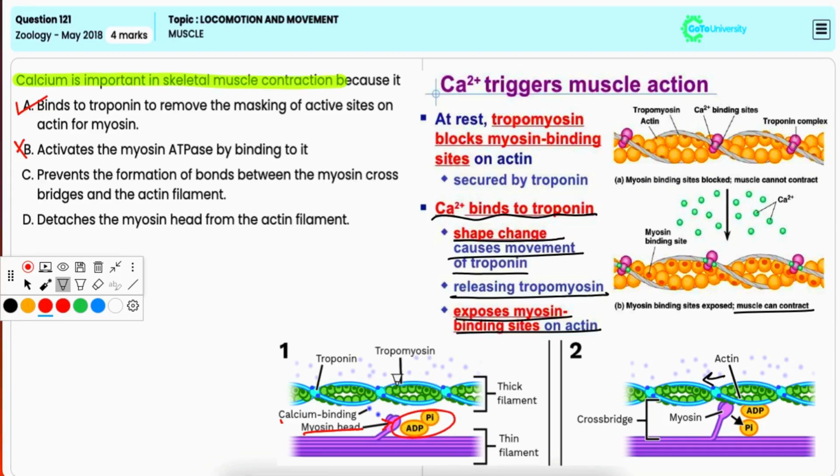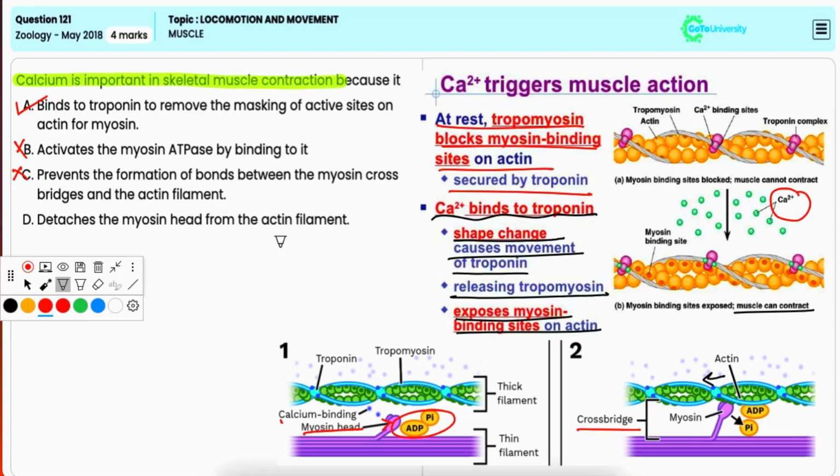Option C, prevents the formation of bonds between myosin cross bridges and the actin filament. Now, it is also incorrect because calcium actually facilitates the formation of the cross bridges between myosin and actin by exposing binding sites on actin. So, without calcium, the active sites on actin remain masked by tropomyosin, preventing the binding of myosin.